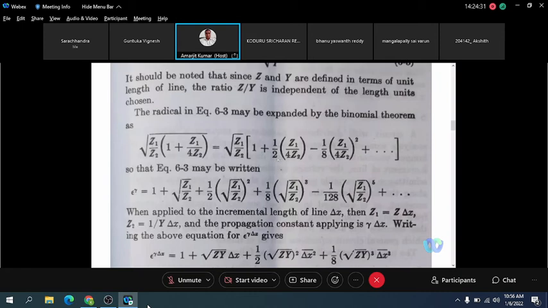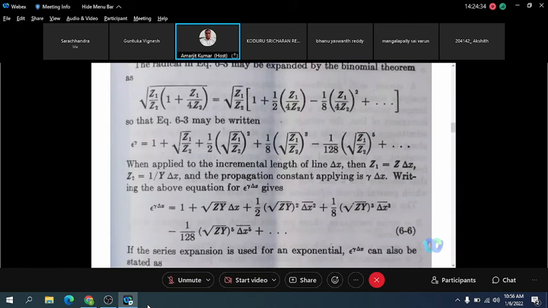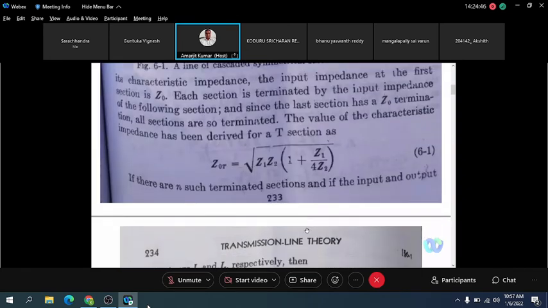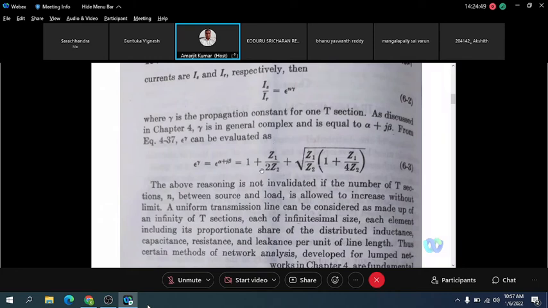Now, we have to calculate the propagation constant. So how to calculate the propagation constant? What was the formula? It is here. We have written it here. e to the power gamma is equal to 1 plus Z1 upon 2Z2, and Z1, Z2, you know, Z1 is equal to Z into delta X, Z2 is equal to 1 divided by Y into delta X. You put it in this equation and expand it.